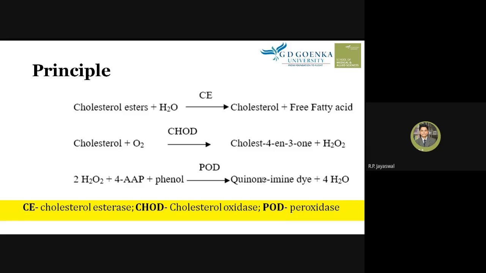So when we get quinone dye, it produces a colored end product, and we can measure the end product through the colorimeter. More color means more cholesterol in the sample. Less color means less cholesterol in the sample. So color is directly proportional to the concentration of cholesterol in the sample, right?